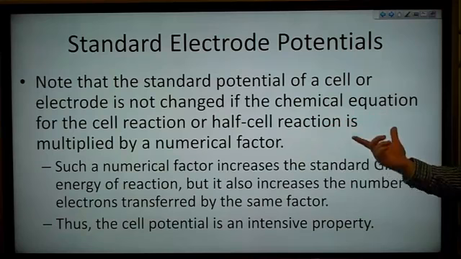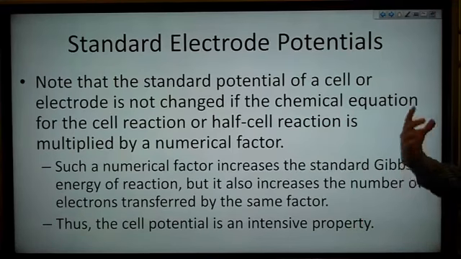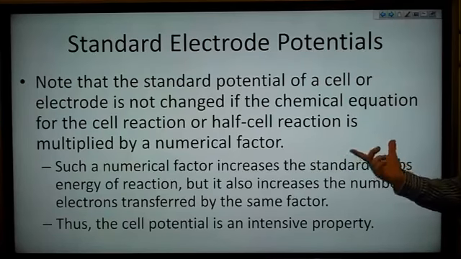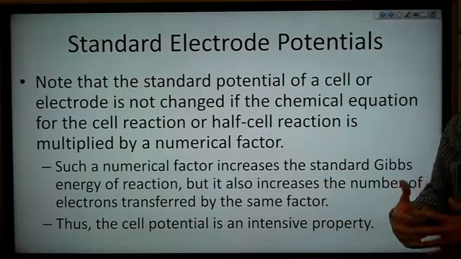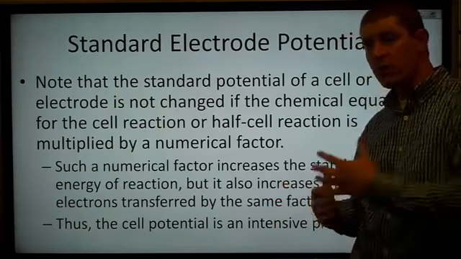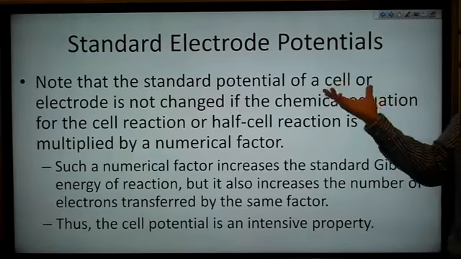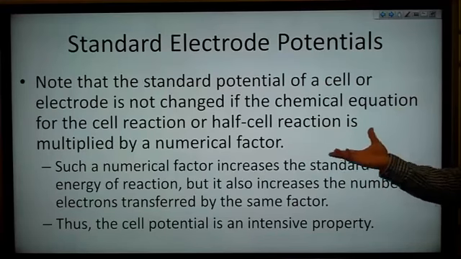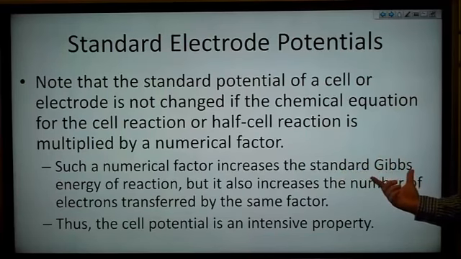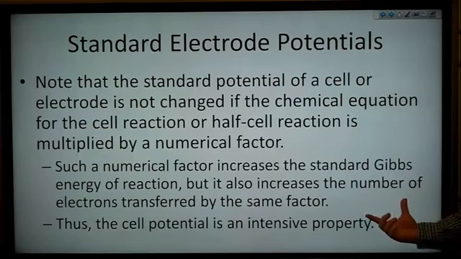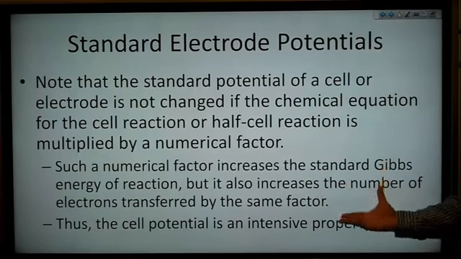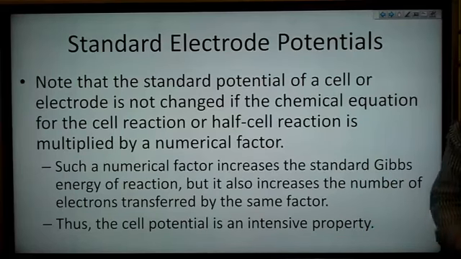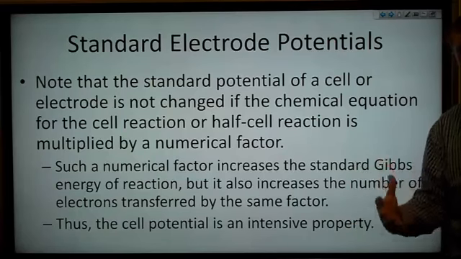So note that the standard potential of a cell or an electrode is not changed if our chemical equation for our cell reaction or half cell reaction is multiplied by some numerical factor. So instead of having 1 mole of our reaction go on, if we have 2 moles of our reaction go on, the voltage is still the same, right? Our standard cell potential is still the same. Know that this numerical factor is increasing the standard Gibbs energy of reaction, but it also increases the number of electrons that are transferred by that same factor. And this means that the cell potential is an intensive property. So it doesn't matter how big of a cell we make, that voltage drop is always the same.